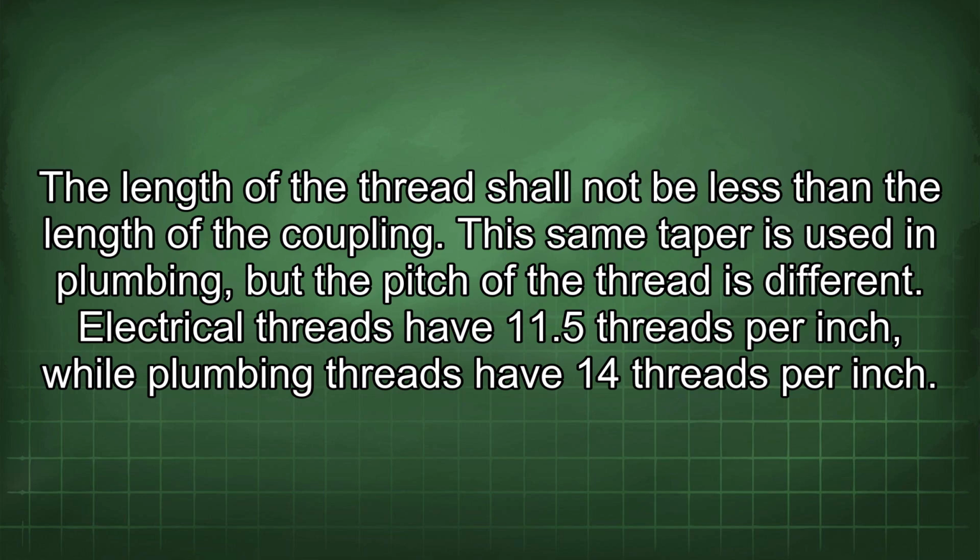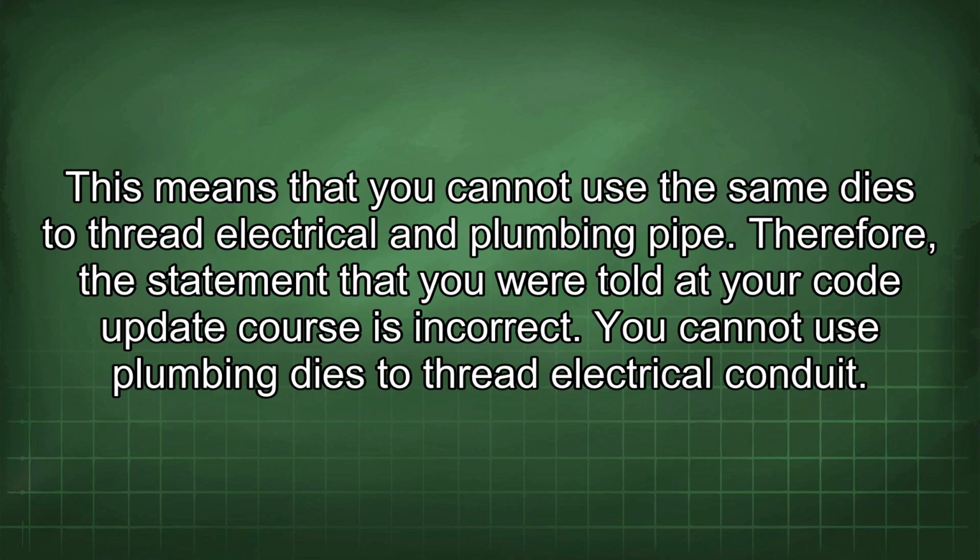This same taper is used in plumbing, but the pitch of the thread is different. Electrical threads have 11.5 threads per inch, while plumbing threads have 14 threads per inch. This means that you cannot use the same dies to thread electrical and plumbing pipe. Therefore, the statement that you were told at your code update course is incorrect. You cannot use plumbing dies to thread electrical conduit.